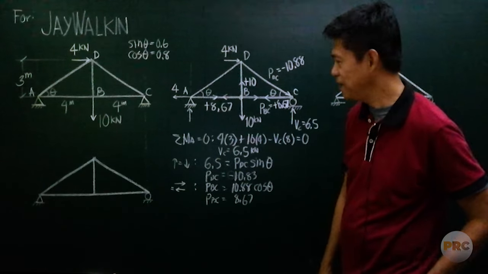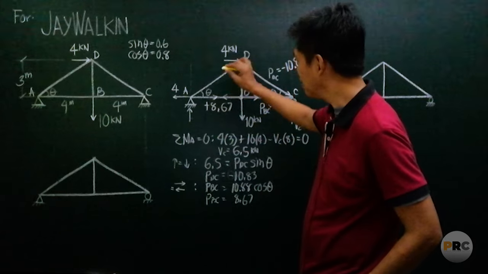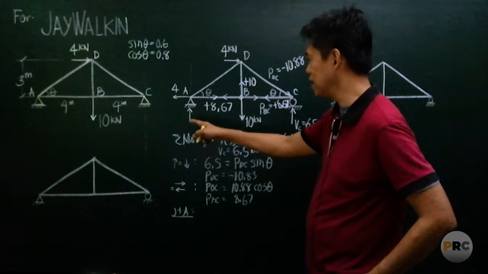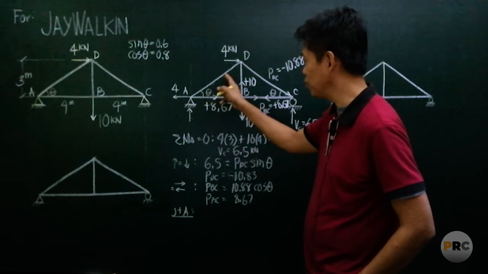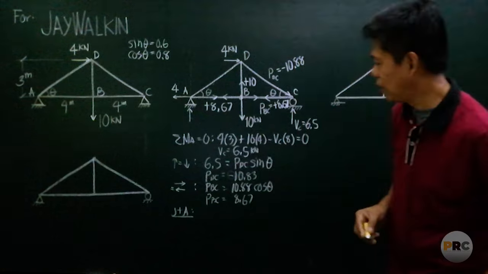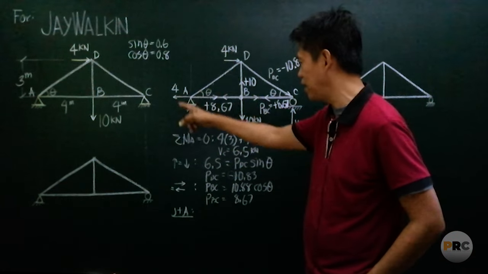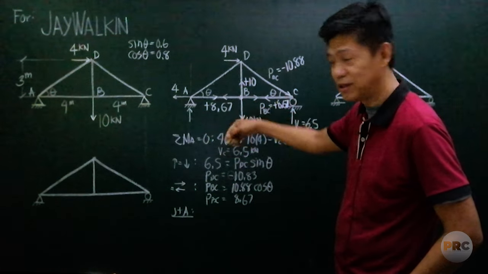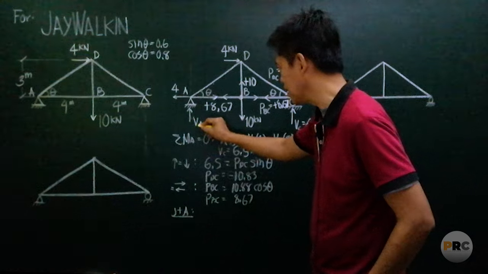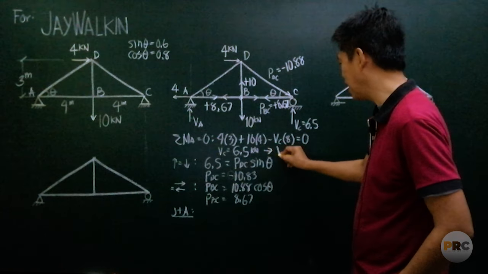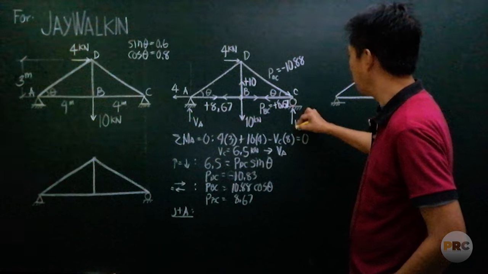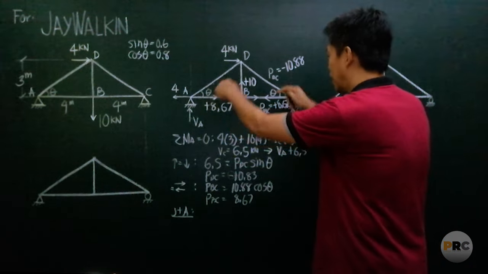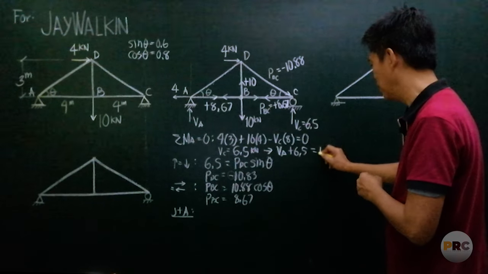You get it? Okay? So for our force here, this is the only one missing force, right? Joint A, we just need this one. If we know this, we can solve this one, right? So, moving to joint A, considering first the entire diagram, force up equals force down. So, this is vertical at A. So, vertical at A plus 6.5 force up equals force down is equal to 10.